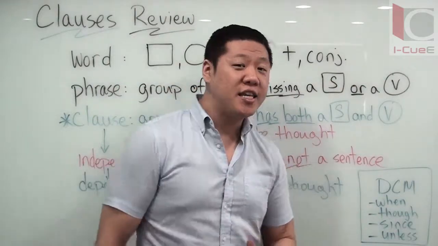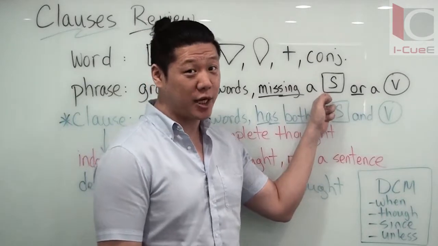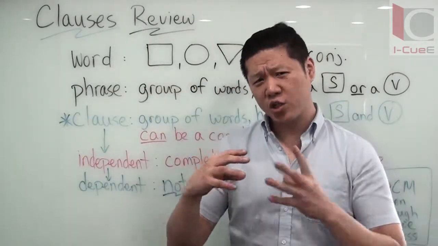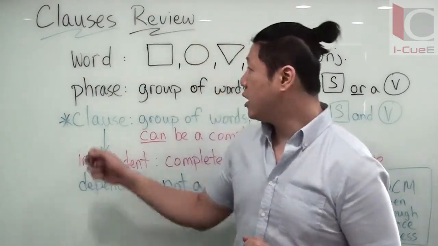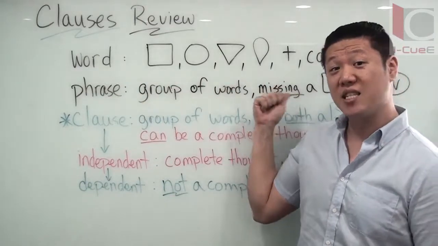A lot of the phrases that you see are actually missing a verb. A lot of the phrases have a subject noun, but they do not have a verb, okay? And we're going to show some examples of this in a little bit. So word, a little bit bigger, phrase: a group of words missing a subject or verb.